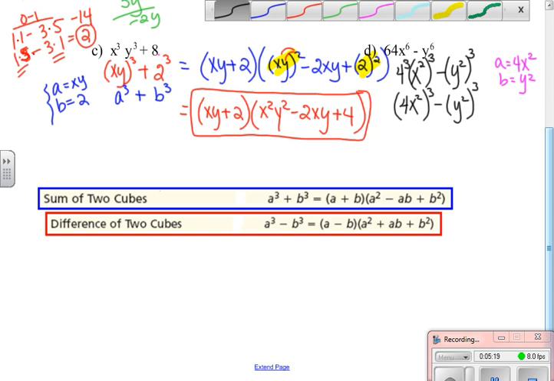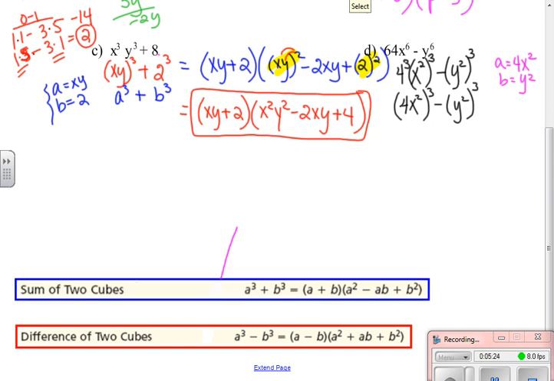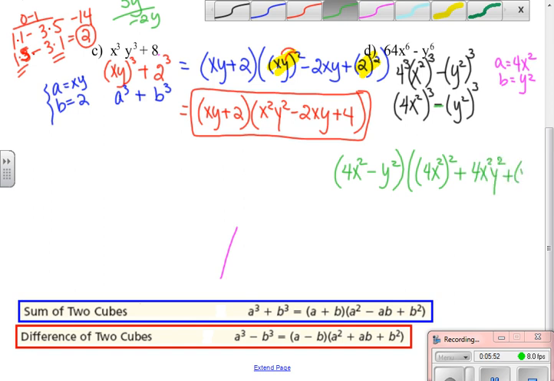So my formula is my difference of perfect cubes, that one right there, or sum. So here we go with our difference, because that's what we're talking about. So the difference says the base of the first one minus the base of the second one times the first one squared plus the two bases multiplied together plus the second one squared.